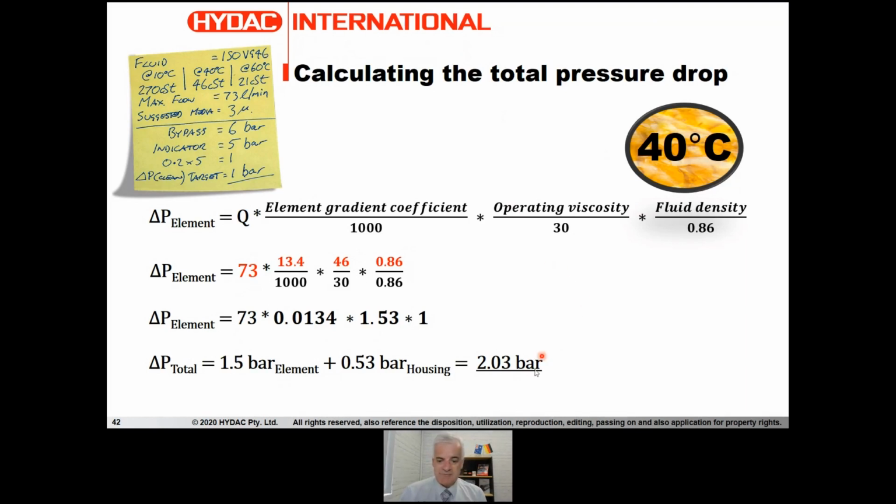Now, that gives us our number, 2.03 bar. That looks pretty good. We haven't reached our target, but you might say, and you could commonly say, well, the target's 1 bar, this is 2 bar. I do hydraulics, 1 bar isn't much, 1 bar isn't important.